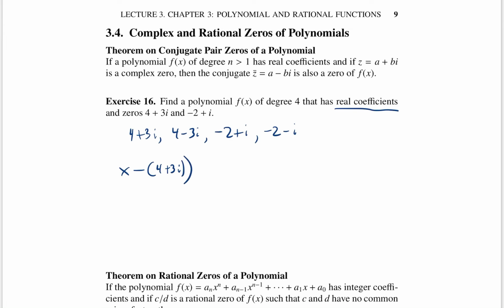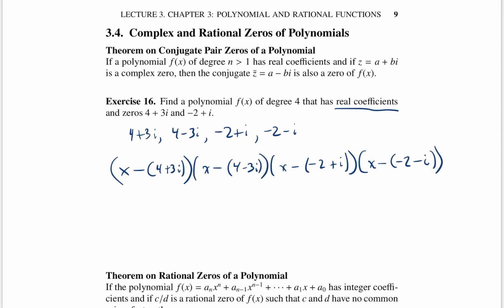So the factor for the first one would be x minus parentheses 4 plus 3i. The second factor would be x minus parentheses 4 minus 3i. And then the next one would be x minus parentheses negative 2 plus i. And then the last one would be x minus negative 2 minus i. Notice they all have the same general form of x minus c, where c is a 0. So x minus c, x minus c, x minus c, and x minus c.